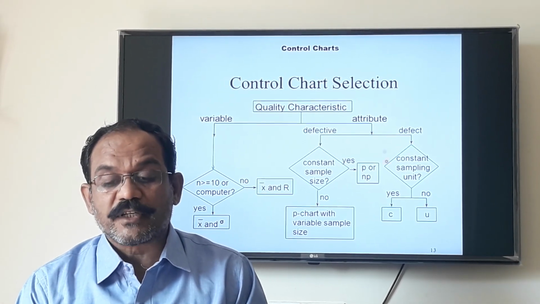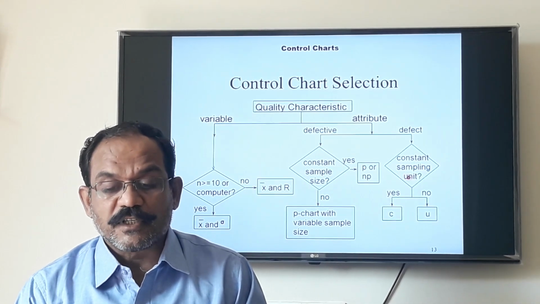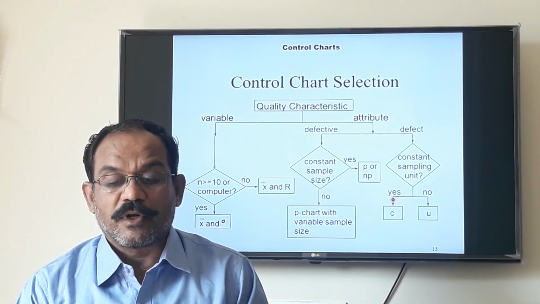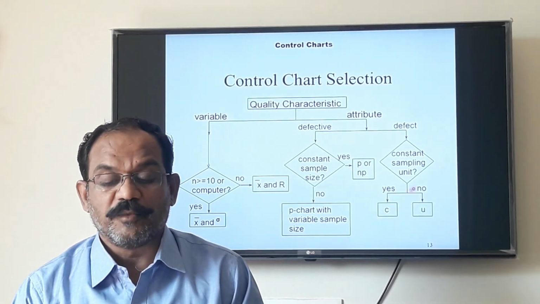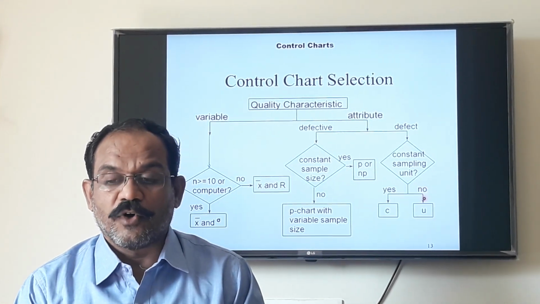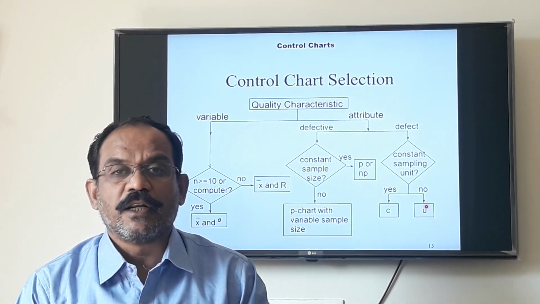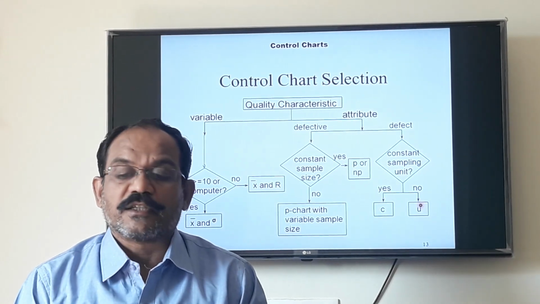If a bigger sample is there and so many defects are there, then if a constant sample size is there, go for the C chart. If the sample size constantly varies, then go for the U chart. This is the general perception of the chart, how to select the charts.